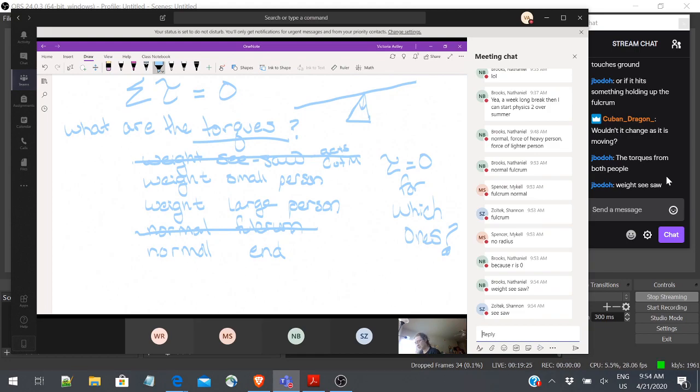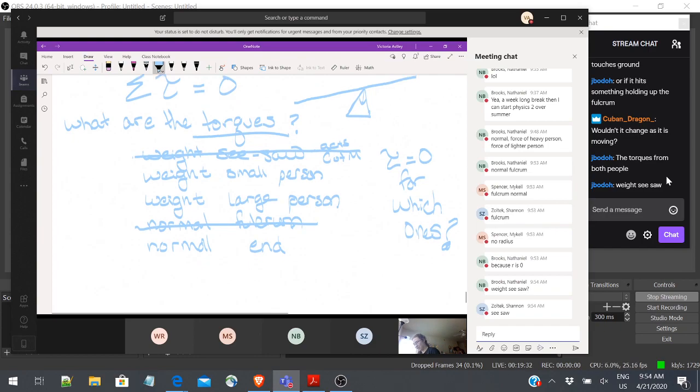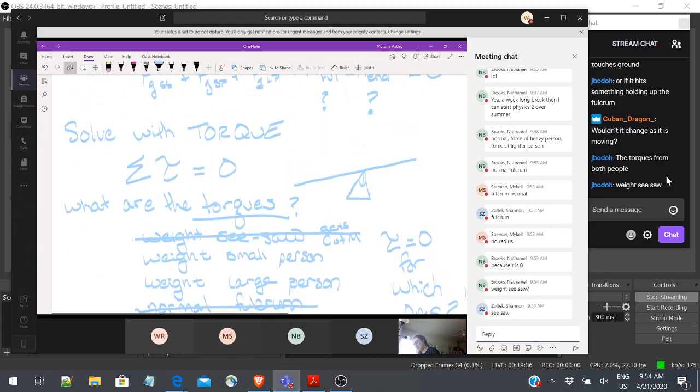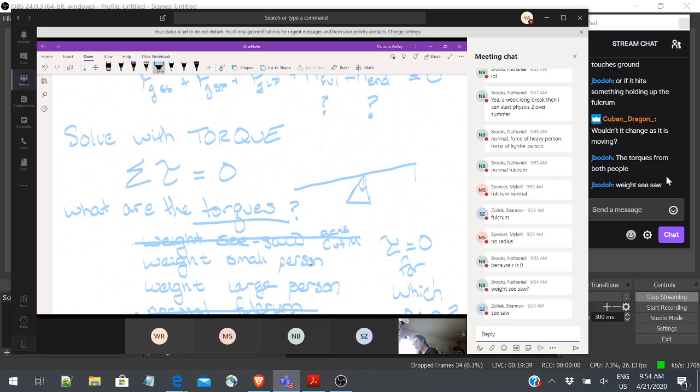Okie dokie. So we have 3 torques. We have a weight from the small person, a weight from the large person, and a normal force at the end. So can we find these torques? The weight of the small person, FG small person, was 50 kilograms times 9.8. So this is 490 newtons.